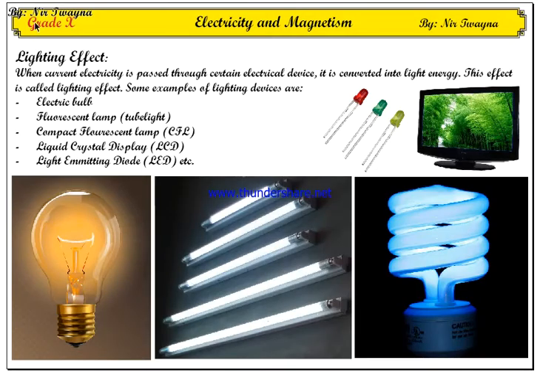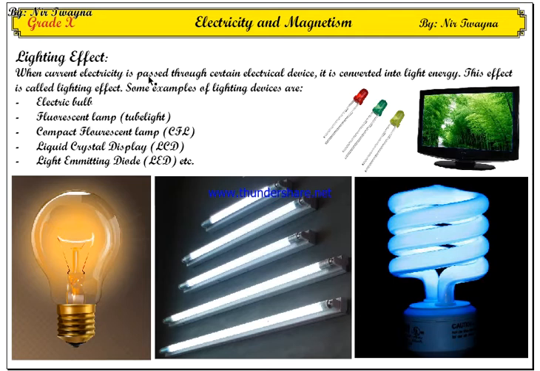My dear students of grade 10, this is your science class, and we were discussing the lesson electricity and magnetism. In our last class, we discussed the heating effect of electricity, and in today's class we will be discussing the lighting effect of electricity. Just like heating effect means conversion of electrical energy into heat energy, lighting effect means conversion of electrical energy into light energy.